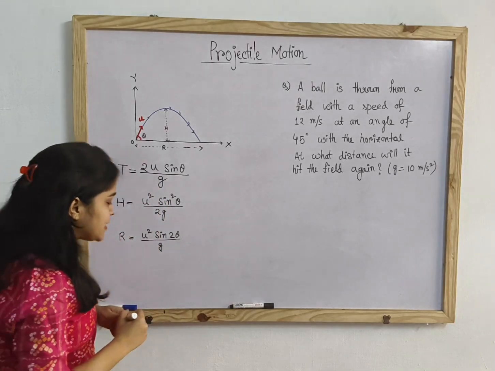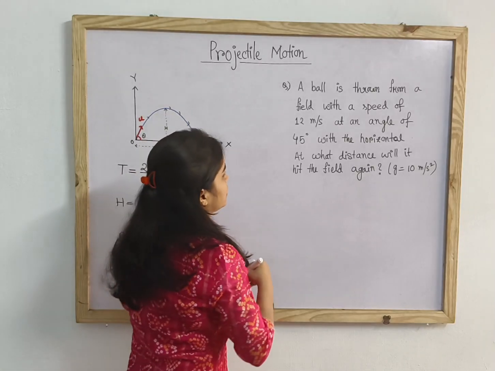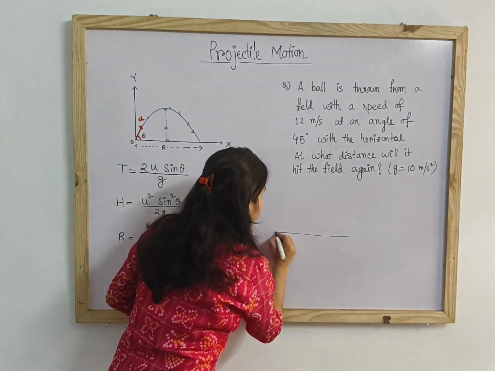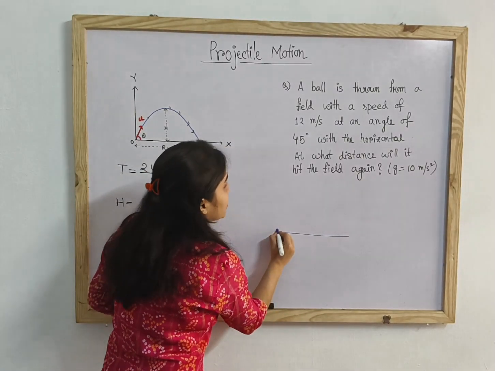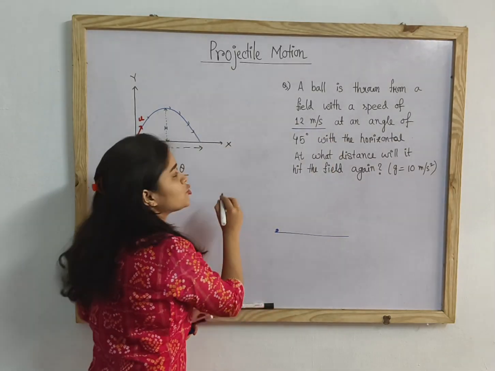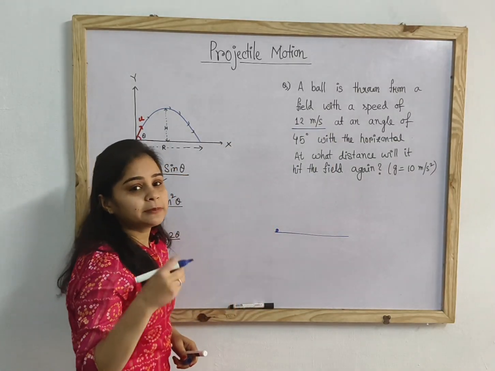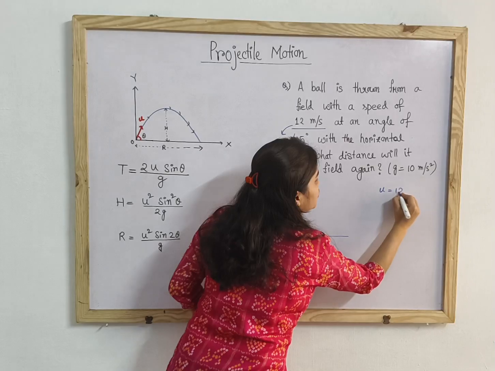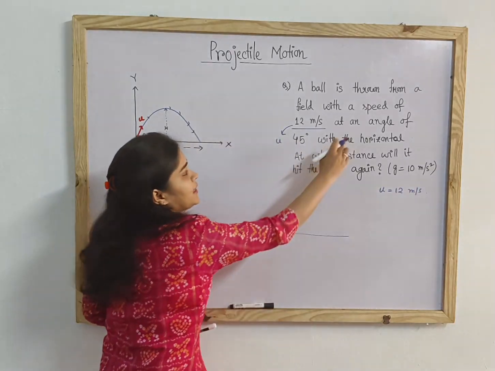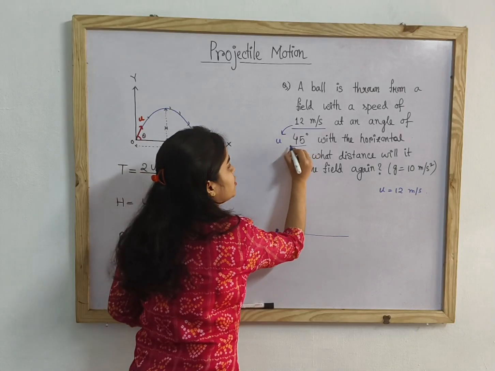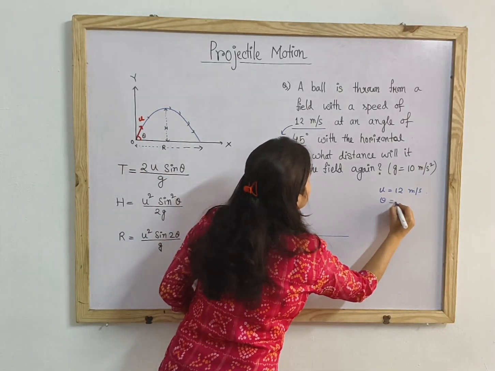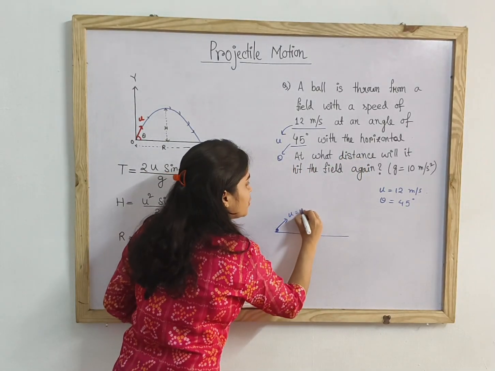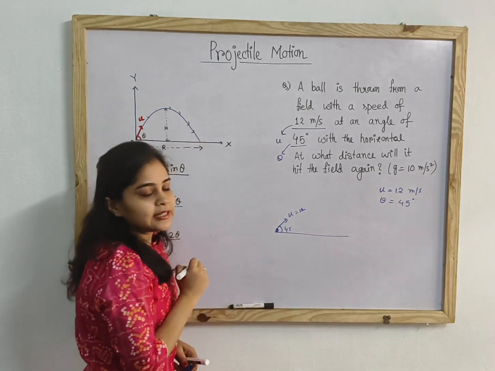You can see the question that I have written here. A ball is thrown from a field. Suppose this is the field and this is the ball, thrown with a speed of 12 meter per second. That means this is your u, the initial velocity. So you can write u is equal to 12 meter per second, at an angle of 45 degrees. So this is your theta, 45 degrees with the horizontal. This u is 12, and this angle is your theta, that is 45 degrees.